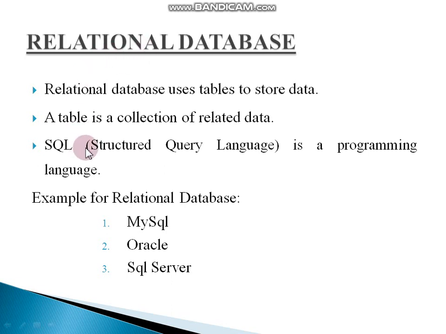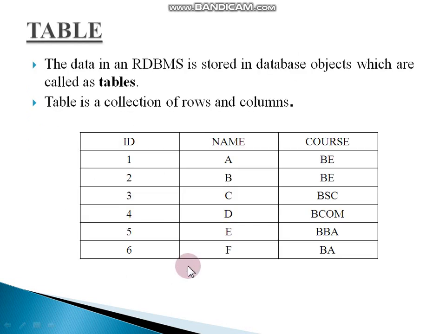Next, SQL. SQL stands for Structured Query Language. It is a programming language used to communicate with data stored in the database, which means SQL is the language used to interact with the database. There are some examples of relational databases: MySQL, Oracle and SQL Server. In PC Package 2, we've seen MS Access. MS Access is also a relational database because it uses tables to store the data.